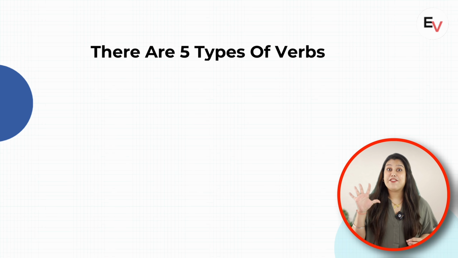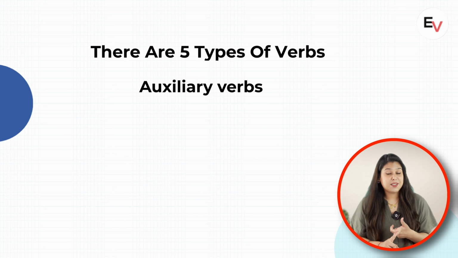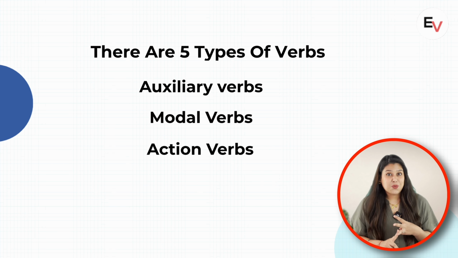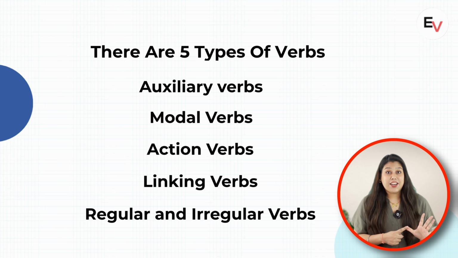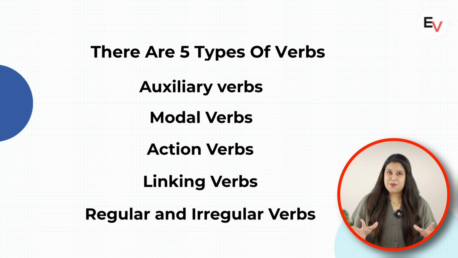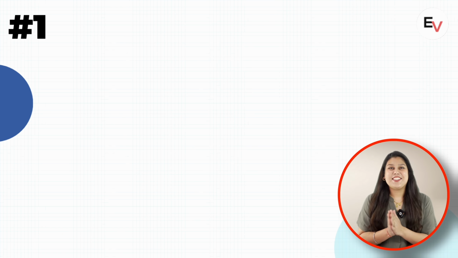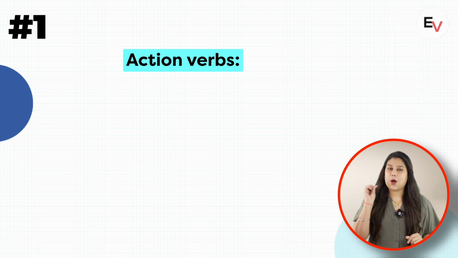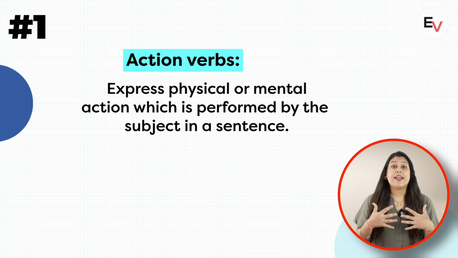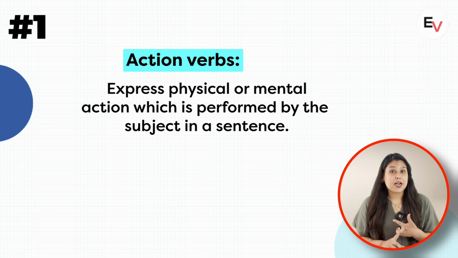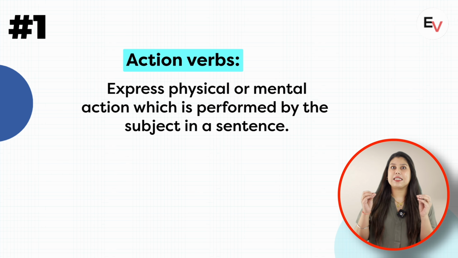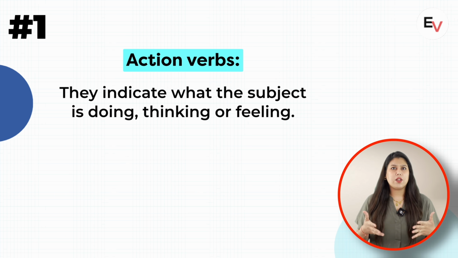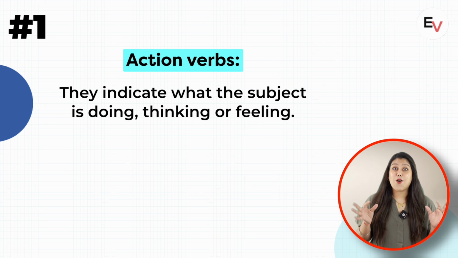Now there are 5 types of verbs: auxiliary verbs, modal verbs, action verbs, linking verbs, regular and irregular verbs. Let's cover them all one by one. So let's start with action verbs. Action verbs are words that express physical or mental action which is performed by the subject in a sentence. They indicate what the subject is doing, thinking or feeling.